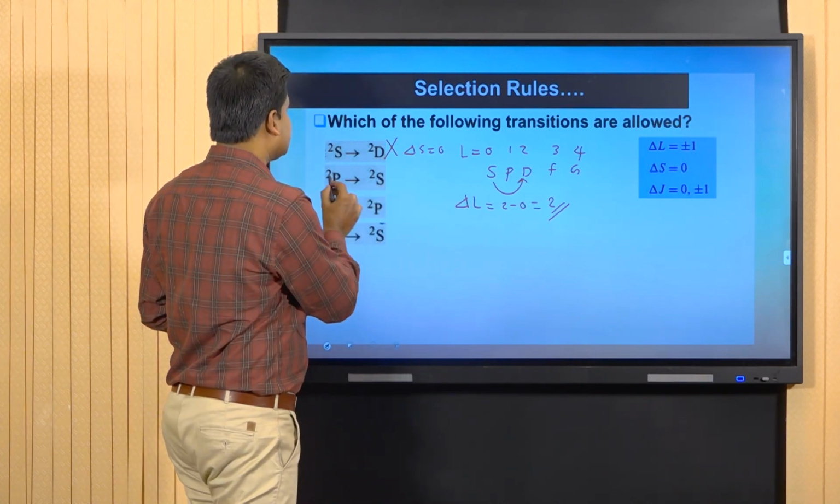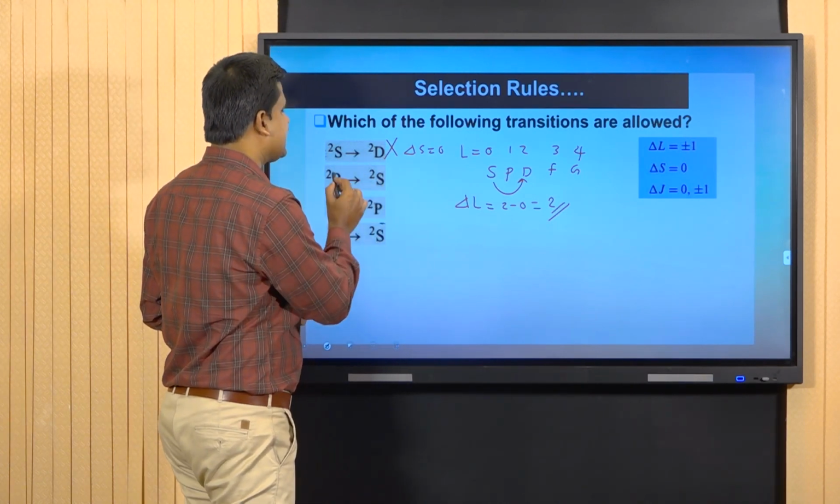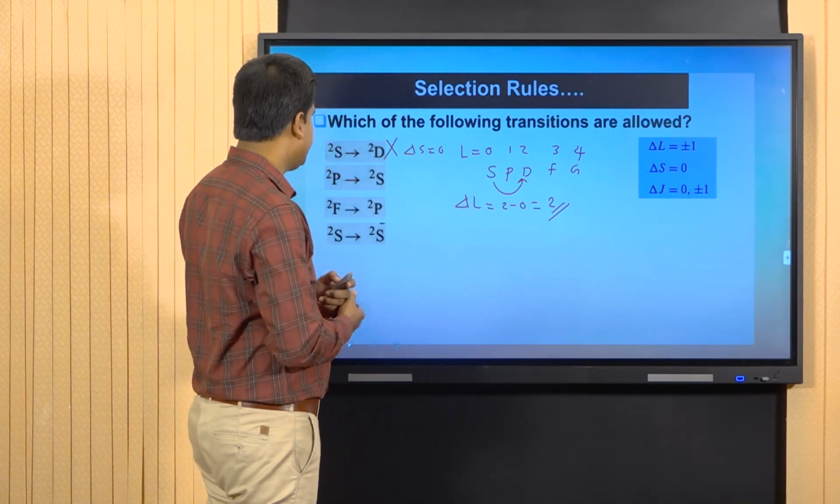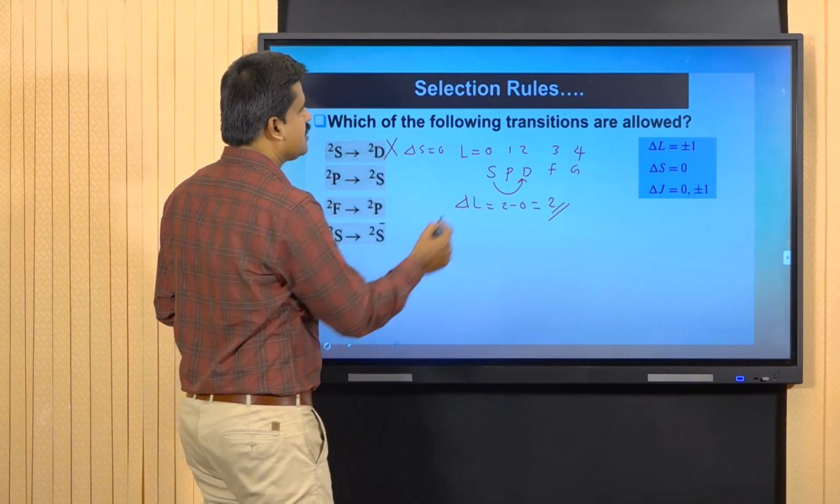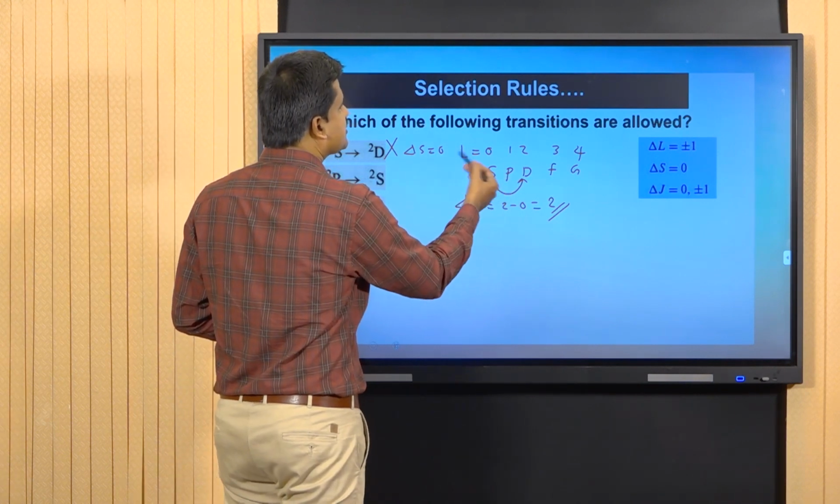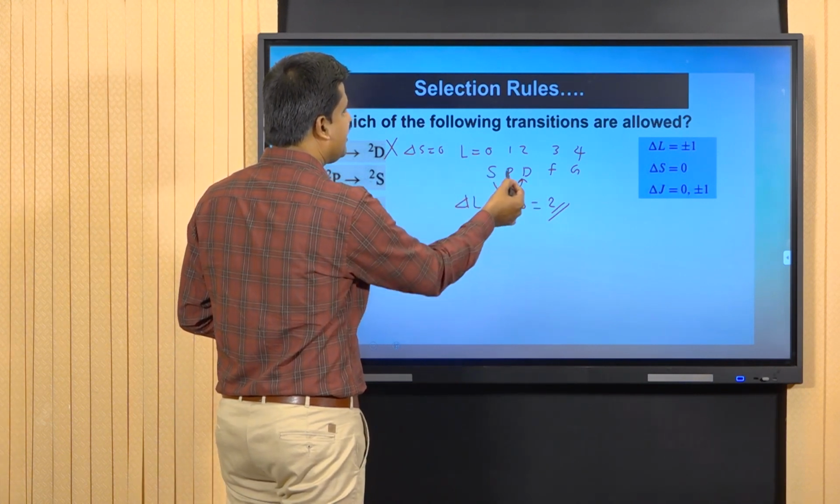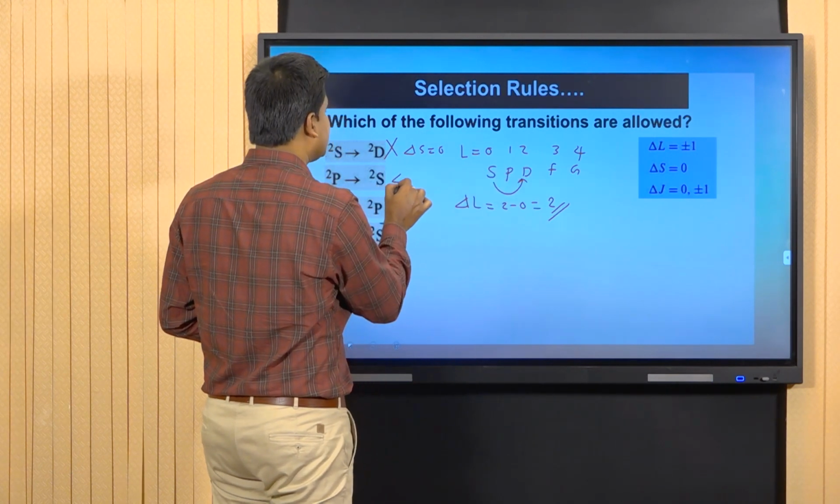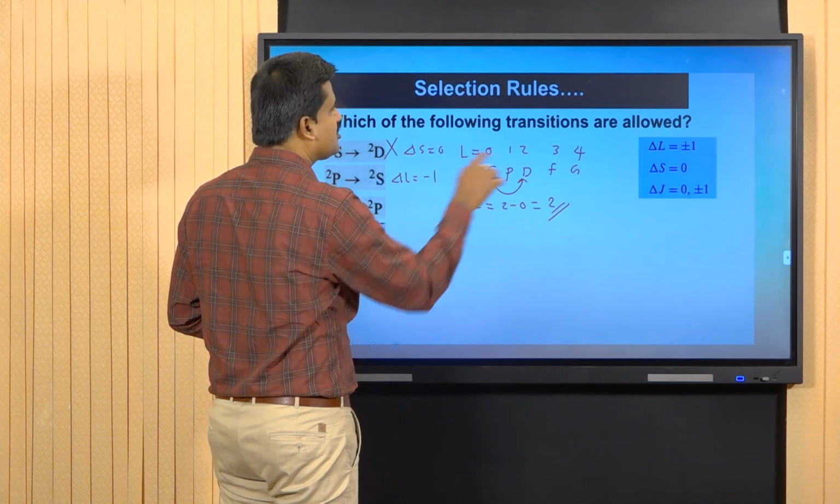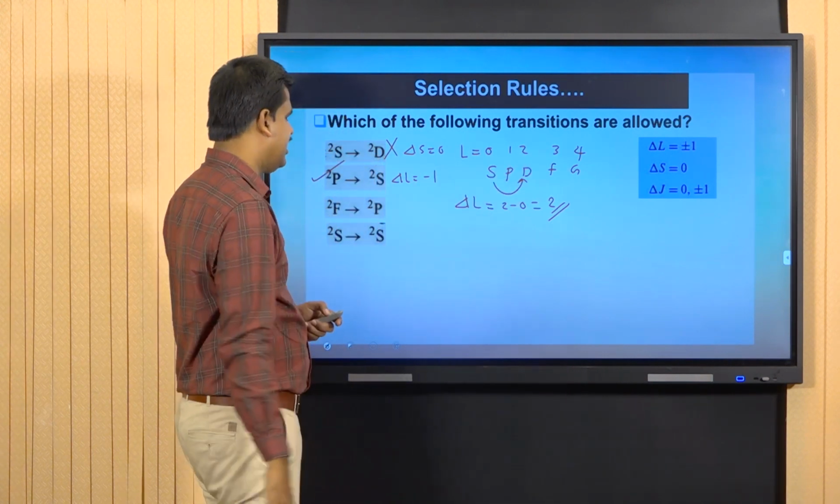Coming to the second transition, 2P to 2S. Here also S is not a factor, and we have to look at the transition from P to S. P and S are two adjacent terms, so absolutely no doubt, delta L will be 0 minus 1. For this transition delta L value is equal to minus 1, that is allowed. So this transition is allowed.